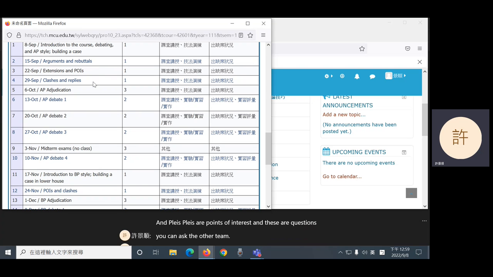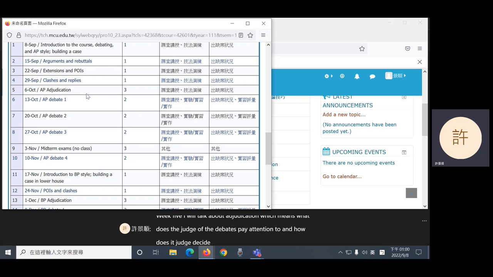Week four, we will talk about clashes and replies. These are two special kinds of speeches that teams have to give near the end of the debate. Week five, I will talk about adjudication, which means what does the judge of the debate pay attention to, and how does a judge decide who wins and who loses?